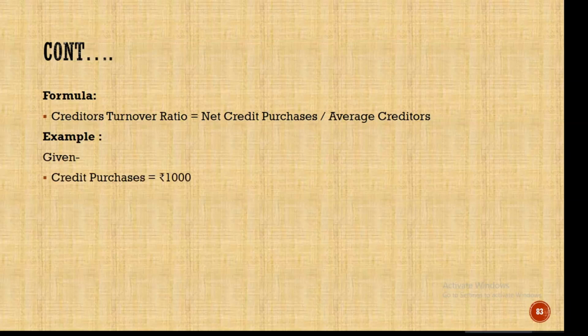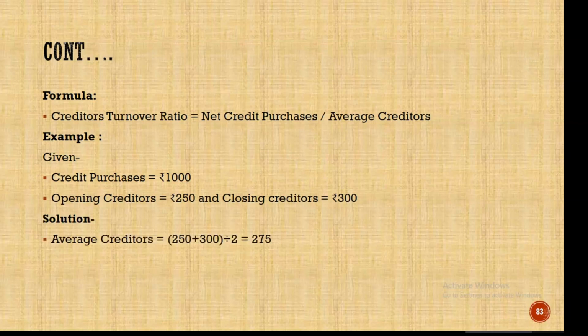Example: credit purchases rupees 1000, opening creditors rupees 250, and closing creditors rupees 300. Solution: average creditors. In the same way, we will calculate average creditors, that is opening plus closing divided by 2, which will give you rupees 275. Account payable turnover is 3.64 times.